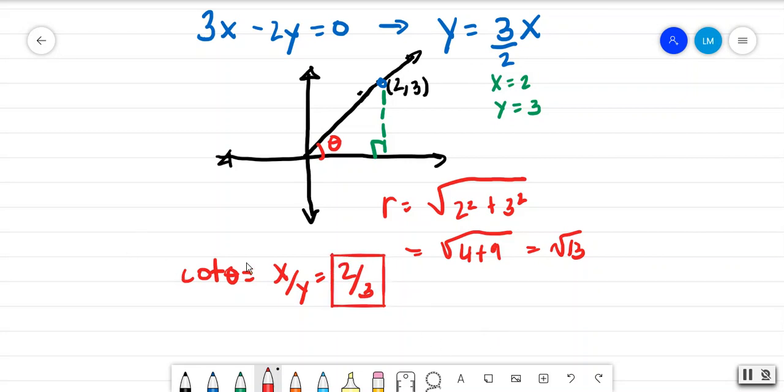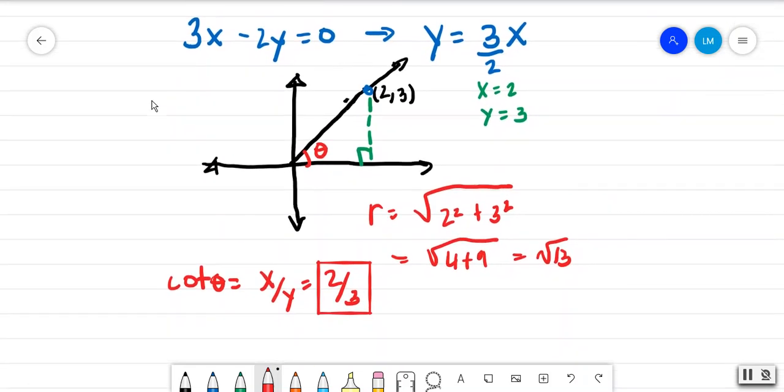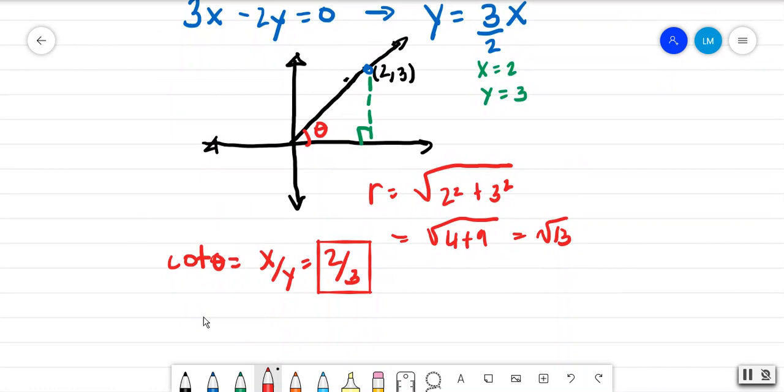But we can also find the cosecant. Is that the one that we want? Yeah, cosecant. So cosecant of theta is going to be r over y, which in this case means that it's just going to be the square root of 13 divided by 3, and that's it.